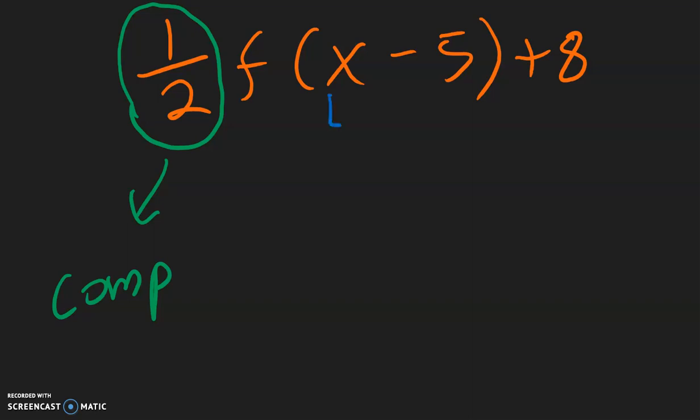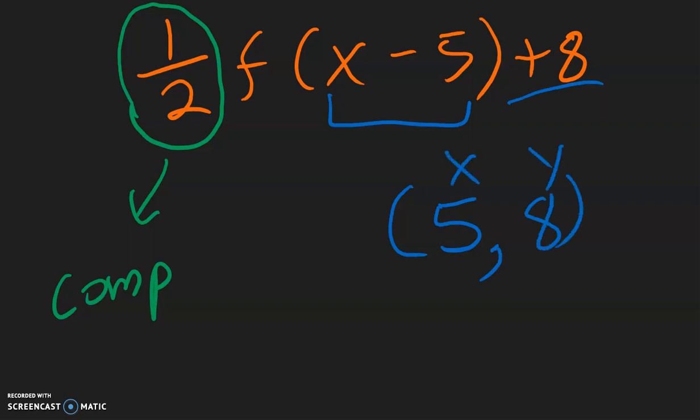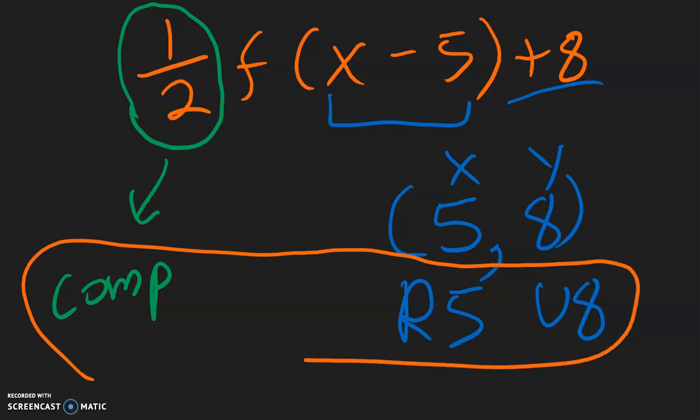And now looking at these numbers, so inside change from the first video. So -5 becomes +5. Outside stays the same. So x coordinate, y coordinate, and so positive x, we say it went to the right 5 spaces, and positive y, it went up 8 spaces. So these are the 3 transformations we have. It got vertically compressed, got moved to the right 5 units, and got moved up 8 units.